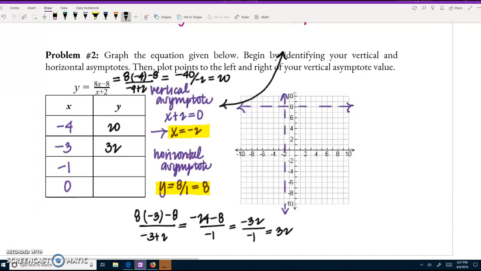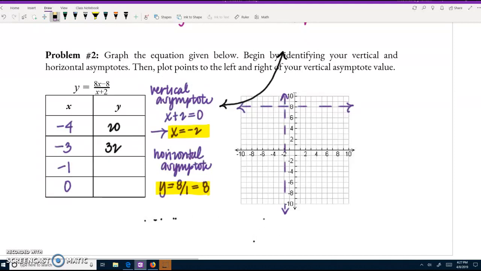Then let's plug in -1 and 0. So I'm just going to erase my previous plug-in work so that way I can really clearly see just what specific value I am plugging in. So I want to plug in -1. So I'll have 8 times -1 minus 8 over -1 plus 2. So this is going to give me -8 minus 8 more over, this is going to be a +1. So this will be -16.